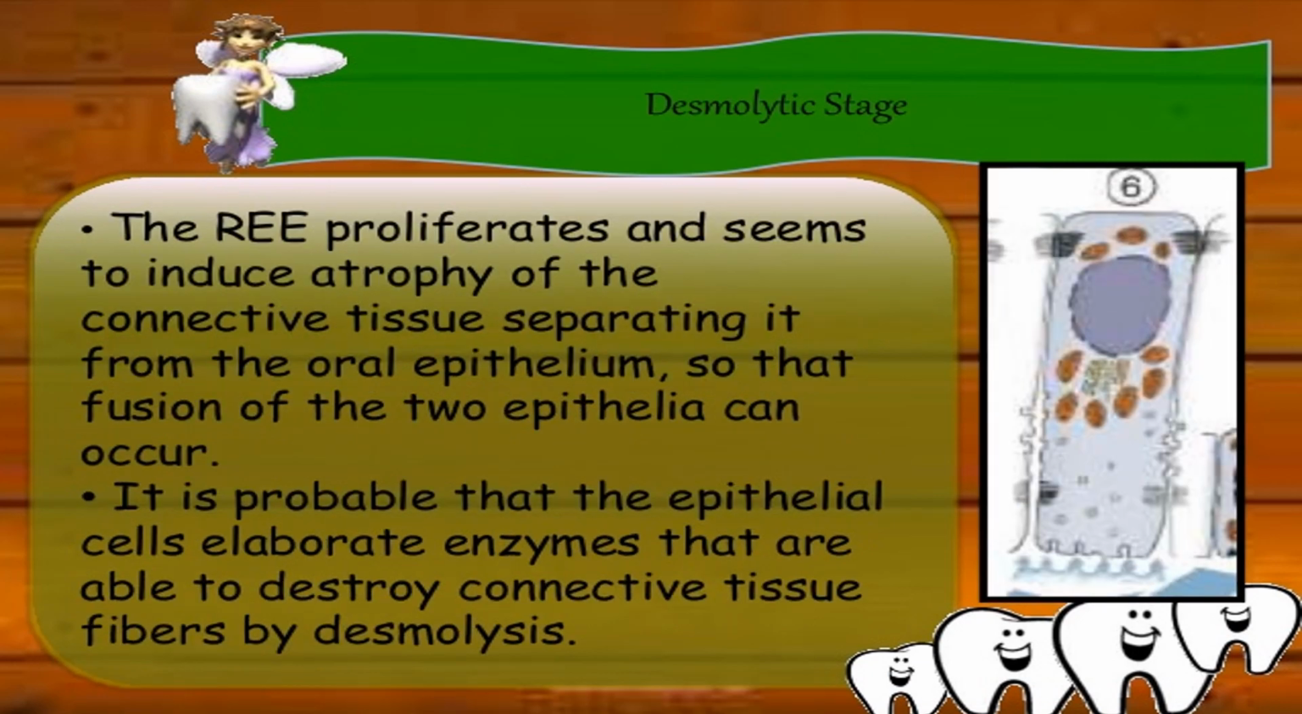Desmolytic stage is the last stage. The reduced enamel epithelium that is formed in the previous stage seems to induce atrophy of the connective tissue, separating it from the oral epithelium so that fusion of the two epithelia can occur. It is probable that the epithelial cells elaborate enzymes that are able to destroy connective tissue fibers by desmolysis.